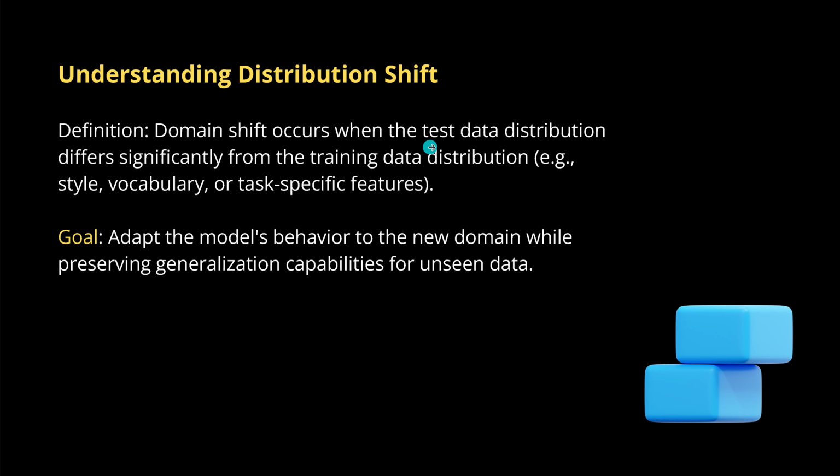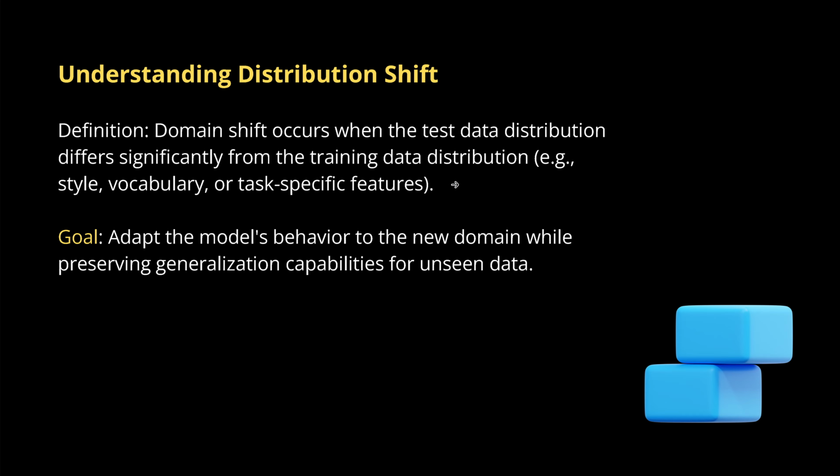So domain shift occurs when the test data distribution differs significantly from the training data distribution. If you think about writing, this can be your style, how you write, or the vocabulary. Maybe you have a technical vocabulary. Maybe you're a theoretical physicist, or a specialist in medicine. Your vocabulary will be different. Or you have a task-specific feature. In all these cases, you have a shifted data distribution. And then TTT will work for you. Test time training will work for you.